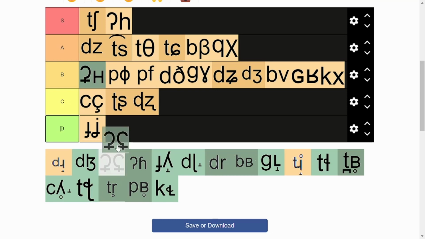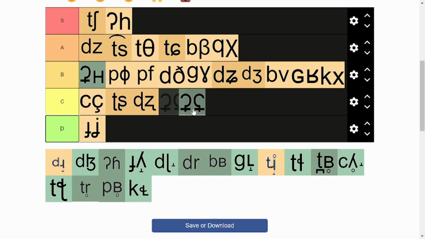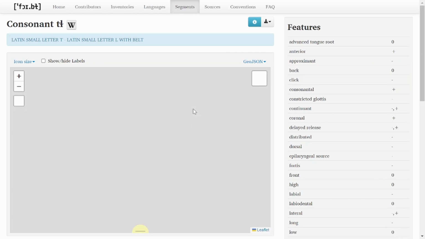But yeah, I cannot pronounce this either. I won't even try to pronounce it. Yeah, that's exactly what I would put here. So let's go to the next one, which is kla.